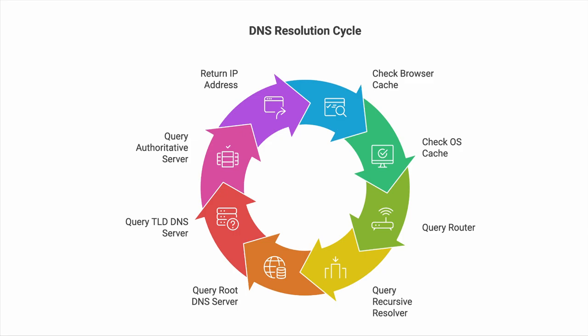The recursive resolver takes responsibility for finding the actual IP address by querying other DNS servers. The resolver first talks to the root DNS server, which doesn't know the IP but tells it where to find the top level domain server, for example .com. It then contacts the top level domain server, which responds with the address of the authoritative name server for the domain.